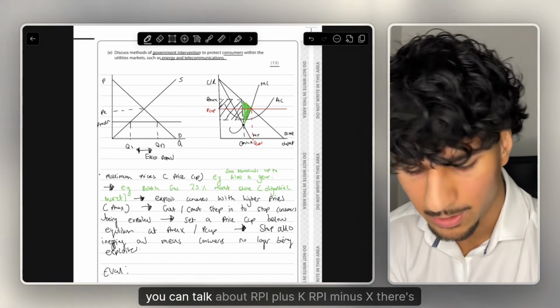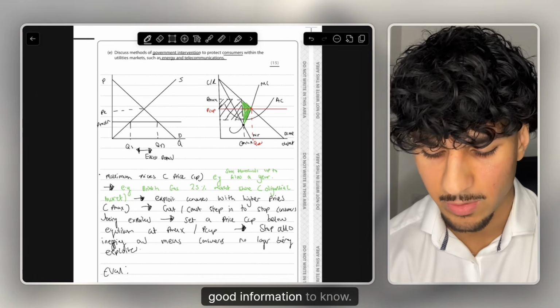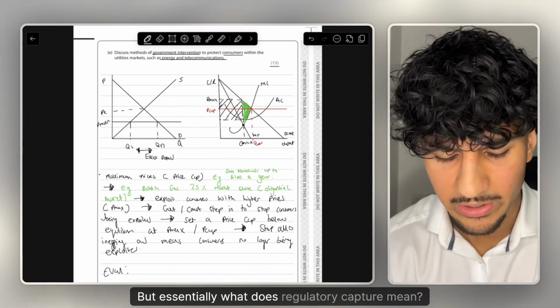So like I said before, you can talk about RPI plus K, RPI minus X. There's some popular price caps. It's good information to know. But essentially, what does regulatory capture mean?